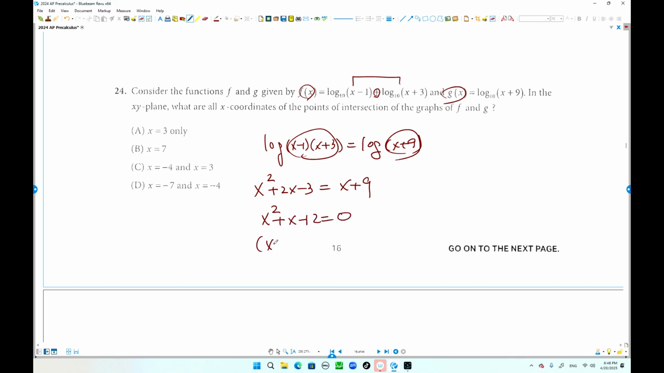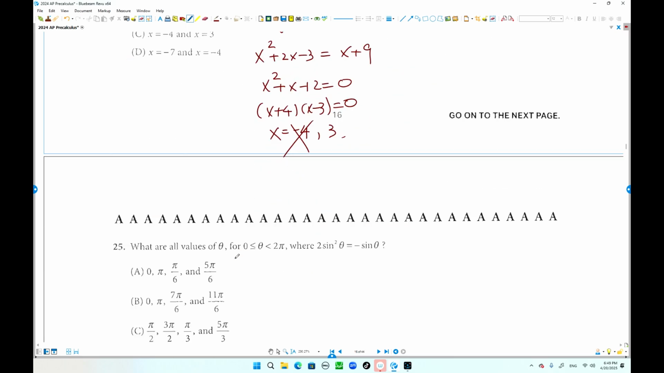You can factor this one: (x plus 4)(x minus 3) equals 0. We have 2 x values, okay? Negative 4 and 3. But check it out. The inside of the log cannot be a negative number, okay? Or 0, okay? When you put in negative 4, that is negative. But 3 is okay, right? Log of 2, this is log of 6, this is log of 12. So only x equals 3 is the one solution.